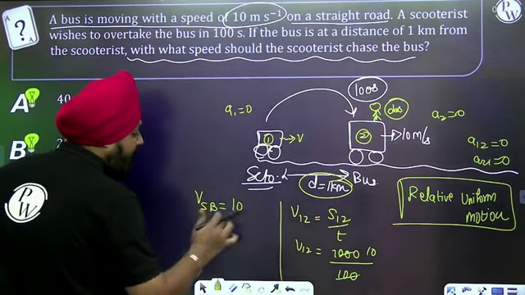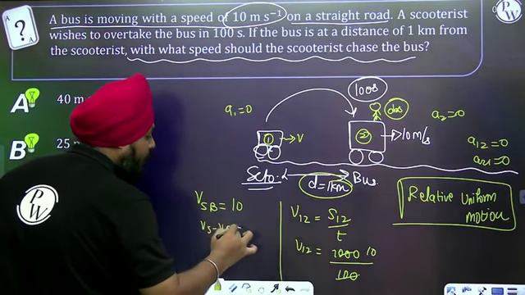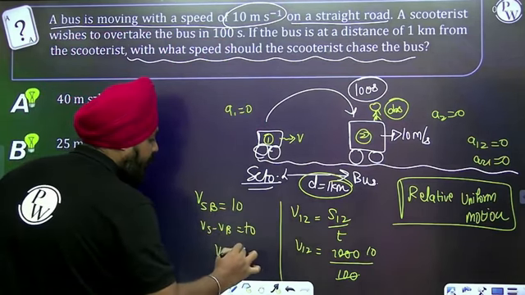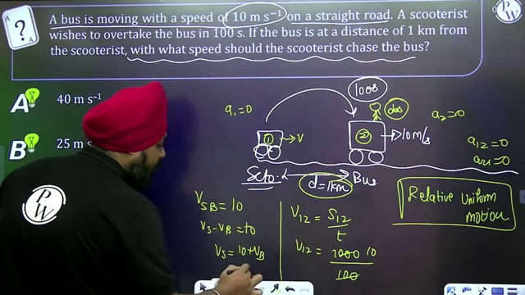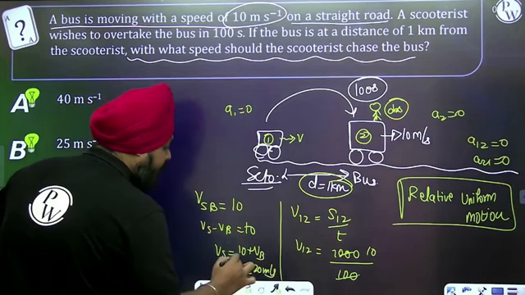So VSB is 10. So VS minus VB is equal to 10. So VS is equal to 10 plus VB. So what is the velocity of scooterist? 20 meter per second.